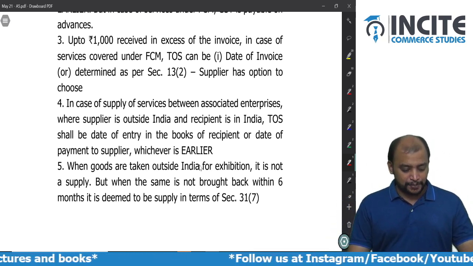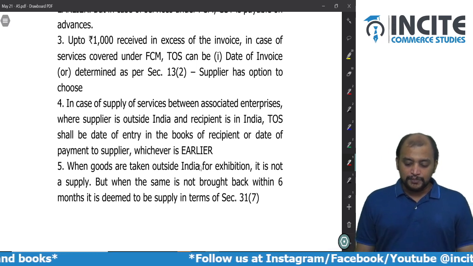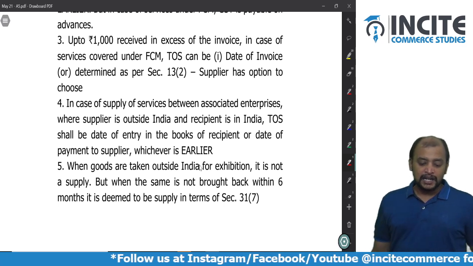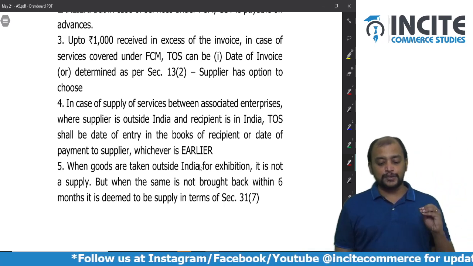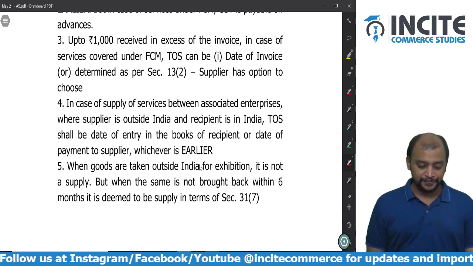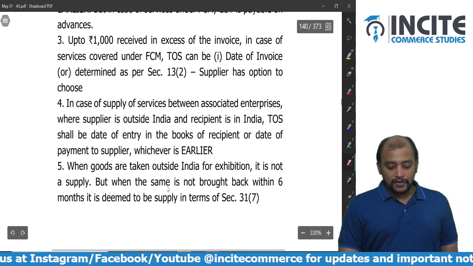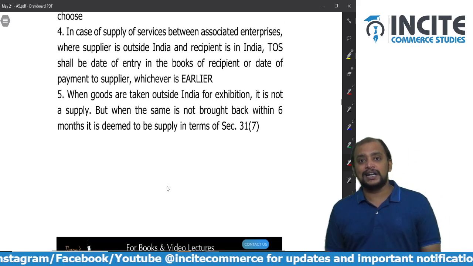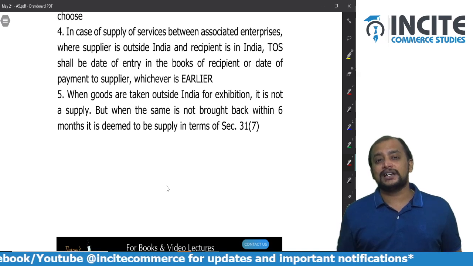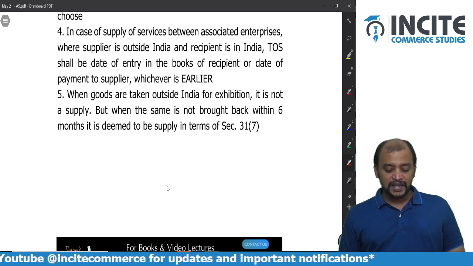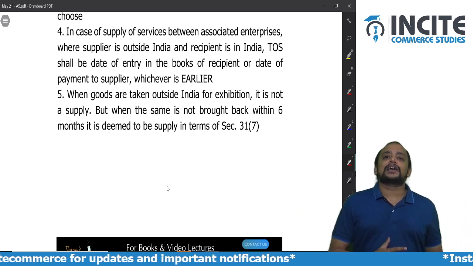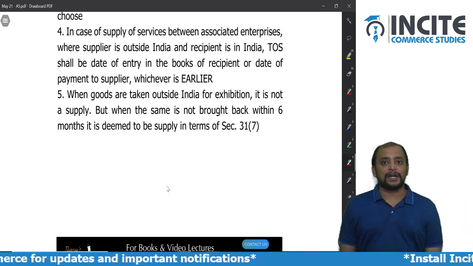In case of supply of services between associated enterprises where the supplier is outside India and the recipient is in India, the time of supply shall be the date of entry in the books of the recipient or the date of payment to the supplier, whichever is earlier. Then next, when goods are taken outside India for exhibition purpose, is it supplied? No, it is not supplied. When the goods are taken outside India for exhibition, it is not supplied.